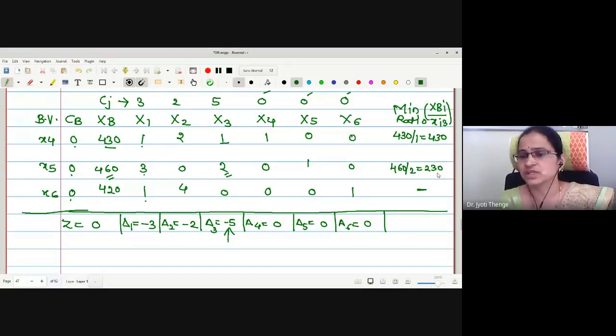Among the two, which one is the minimum? 430 and 230: 230 is the minimum. Therefore the variable corresponding to this ratio will leave the basis. That variable is x5. x5 is going to leave the basis and x3 is going to enter the basis. Therefore, what is my pivot element?